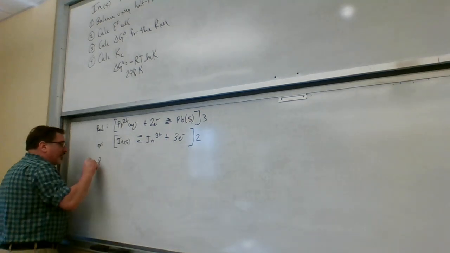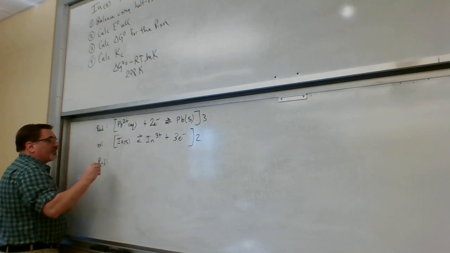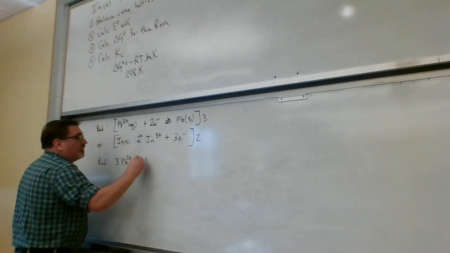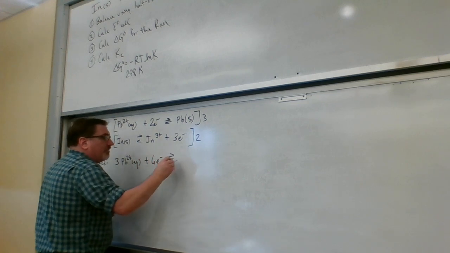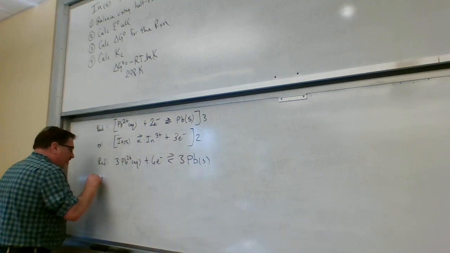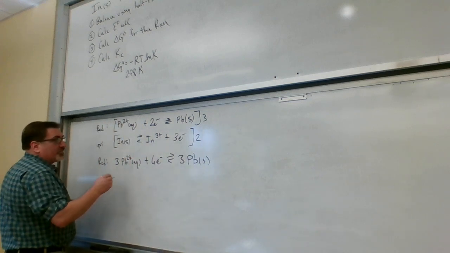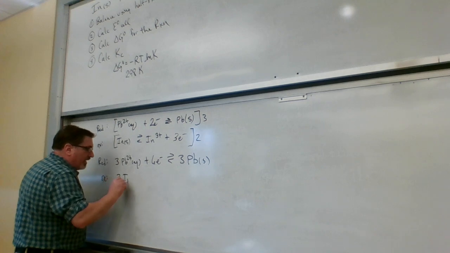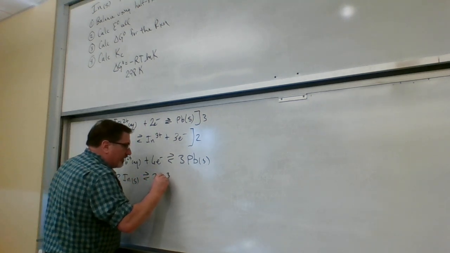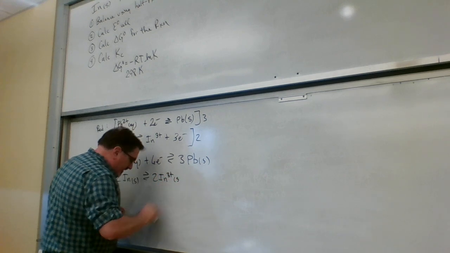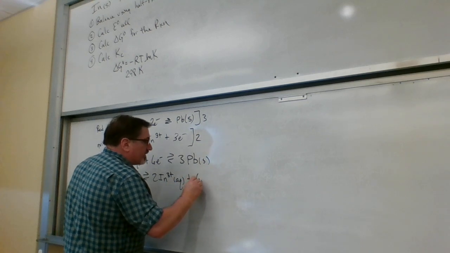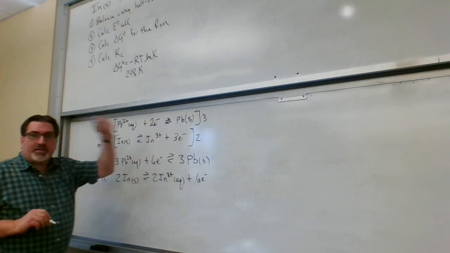So I'm going to rewrite the reduction, carrying the 3 through. So 3 Pb2+ plus 6 electrons makes 3 Pb as a solid. And our oxidation becomes 2 In as a solid, making 2 In3+ as an aqueous solution, plus 6 electrons. So we carried the 3 and the 2 through.